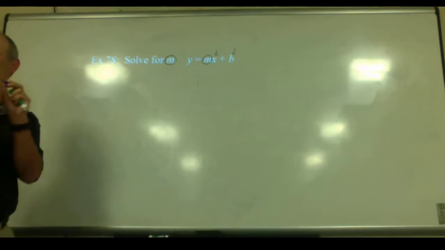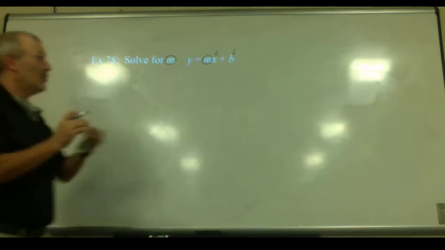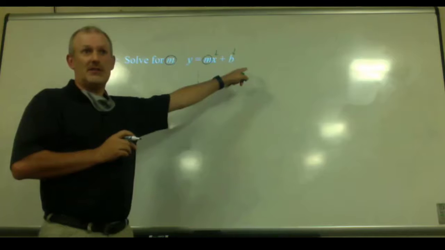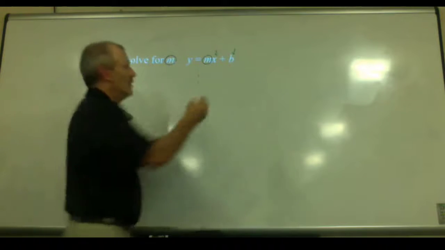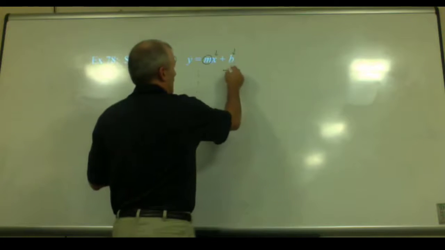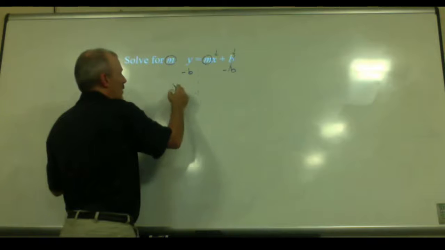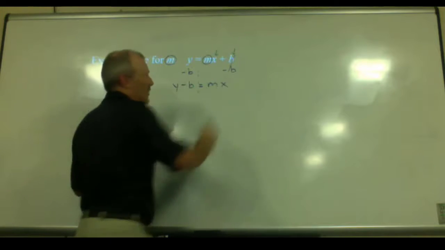The x. So remember, we've got to take off the outer layers before we can get to the inner layers. So that's why we have to get rid of the b first. That makes sense? Yeah. So they're adding b, we're going to subtract b. So subtract b to cancel that, subtract b over here. Now again, we can't do anything, it's just y minus b. And then we still have the mx over here.